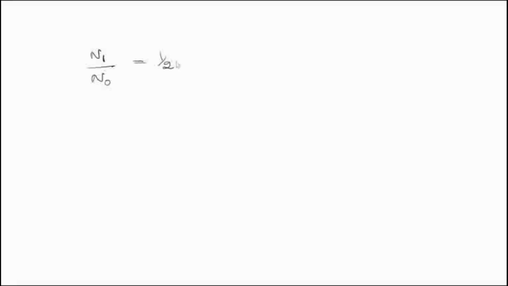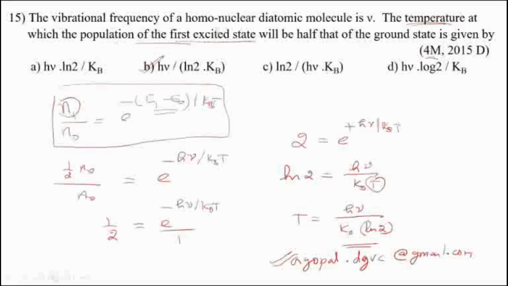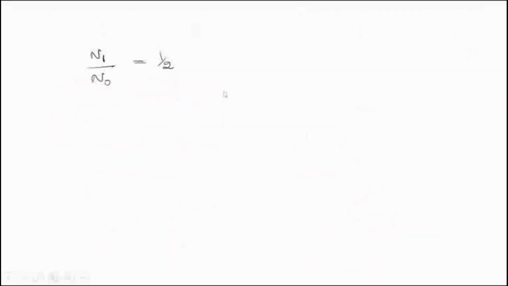See what is the question? Question எல்லாம் படிங்க. The vibrational frequency given, the temperature, எந்த temperatureல at which the population of the first excited state will be half that of the ground state. First excited population should be half that of the ground state. So, what's the meaning? I'll erase and I'll explain. Meaning என்னன்னு பாருங்க.